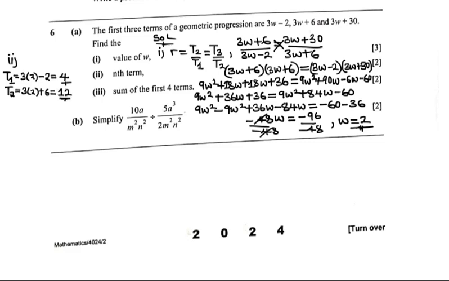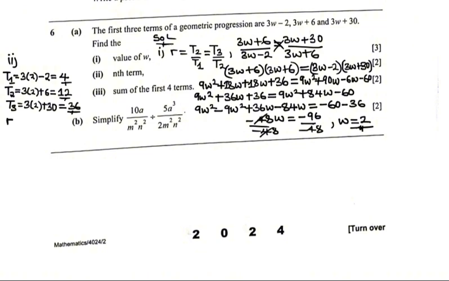So second term is 12. The third term is equal to 3w plus 30, which is 3 times 2 plus 30. This gives 3 times 2, that is 6, plus 30, that gives 36. So these are the consecutive terms.